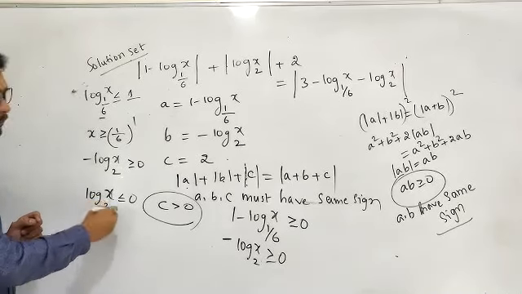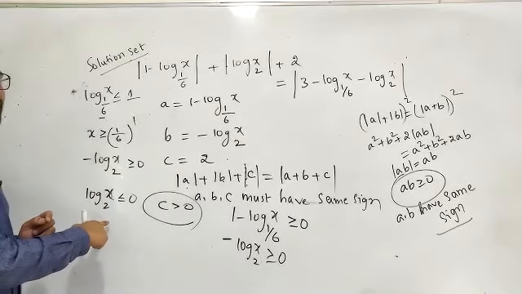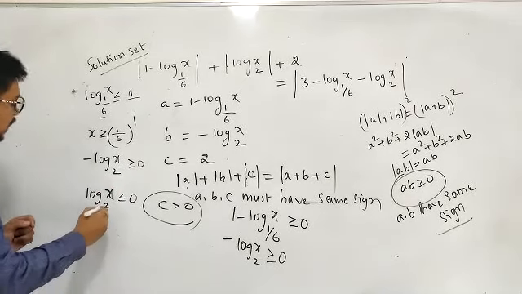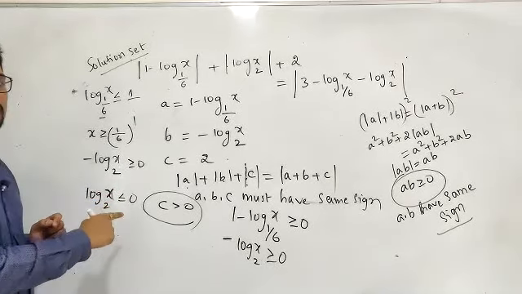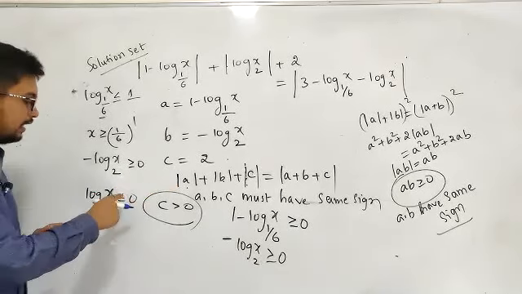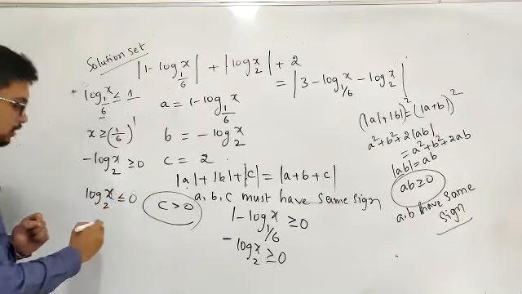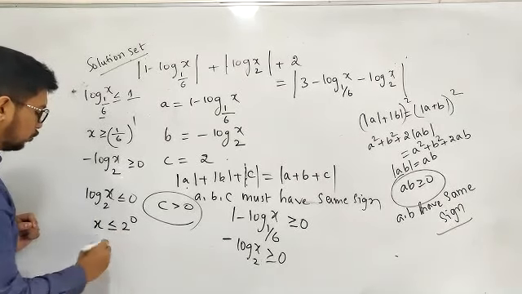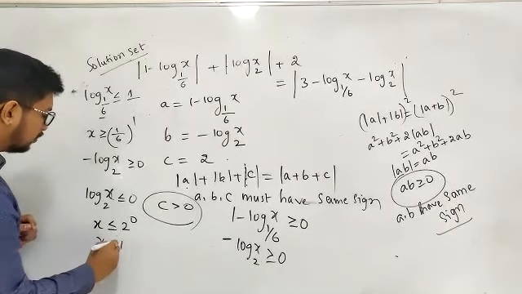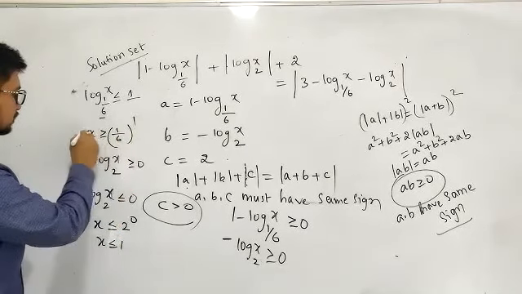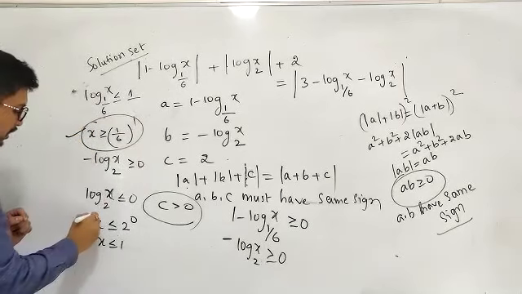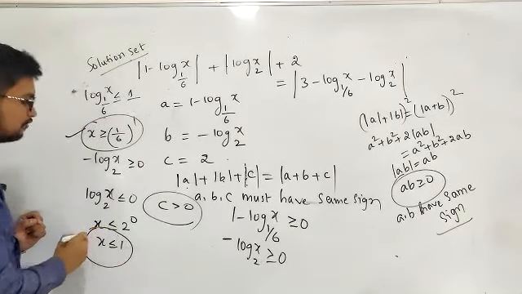Again the base here is greater than 1. Whenever the base is greater than 1, and if I'm converting this logarithmic form to the exponential form, the inequality will be kept intact. So your answer here will be x is less than or equal to 2 power 0, so x is less than or equal to 1. So you got x is greater than or equal to 1 by 6. This is one condition, and x is less than or equal to 1 is one more condition.